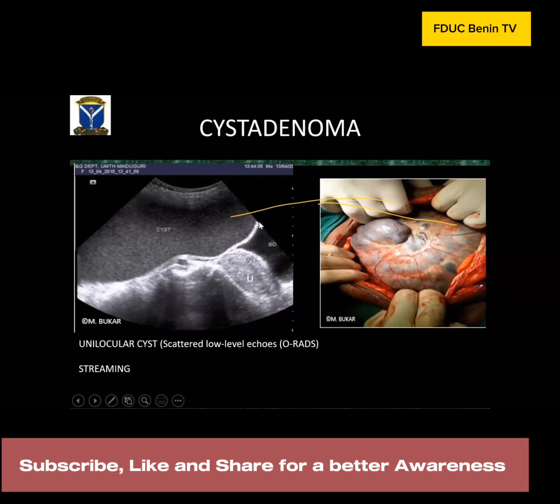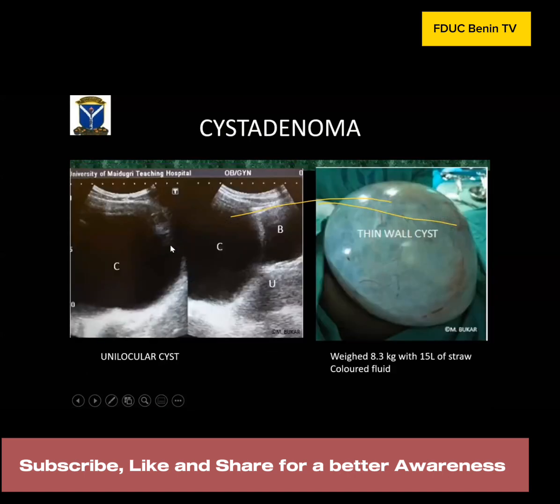And again, if you follow this wall, you can see that there's no adhesion. This cyst is just sitting on the fundus of the uterus. This patient presented 7 months after delivery with abdominal pains, and she was found to have a mass that was equivalent to 36 week size. You can see the contents very clear. It was a case of serous cyst adenoma. It weighed 8.3 kg, and we emptied about 50 liters of fluid.